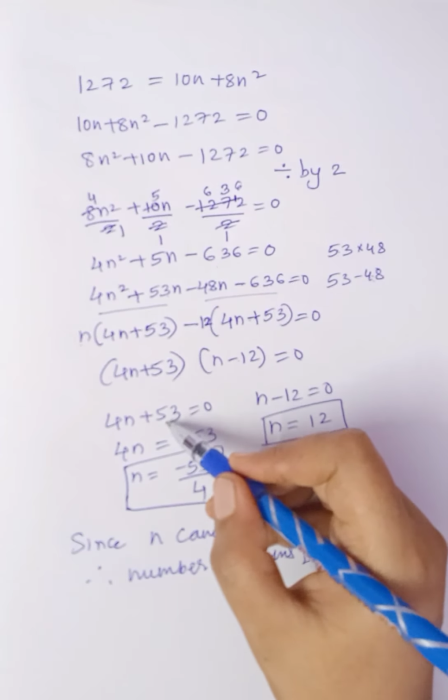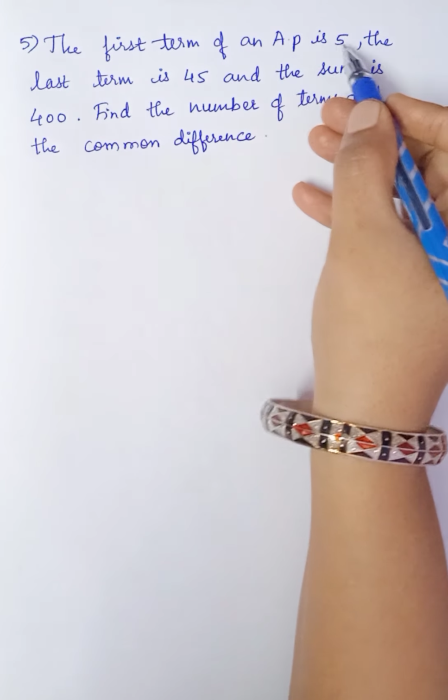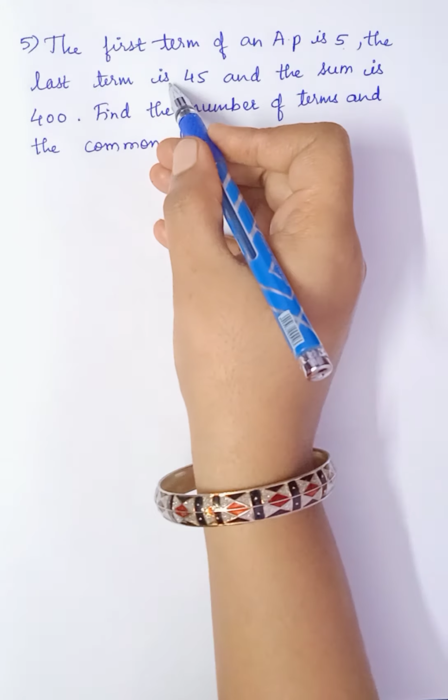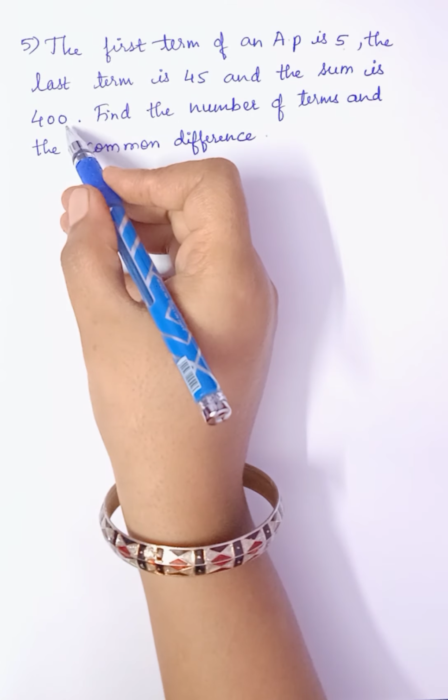Now, the fifth question is as follows. The first term of an AP is 5, the last term is 45, and the sum is 400. Find the number of terms and the common difference. Now in the question, first term of AP is given, that is 5, last term is given, but the other terms are not given, like the second term, third term, fourth term and all. Only first and last term is given and sum is given, that is 400. And what they have told, find the number of terms.